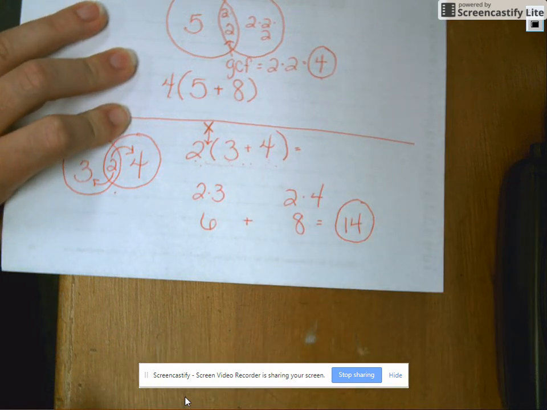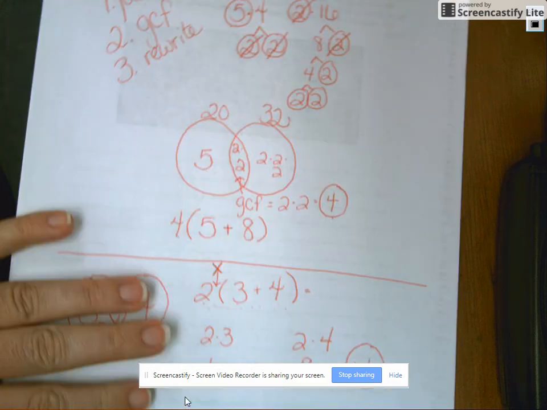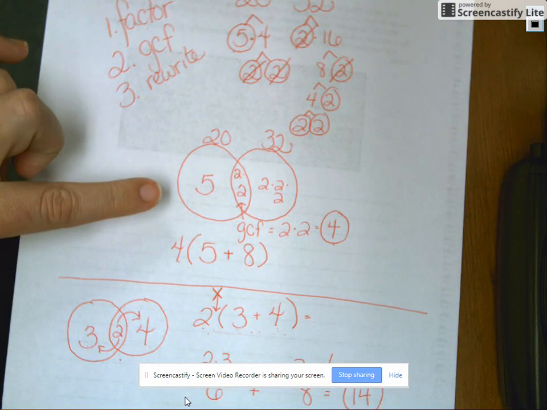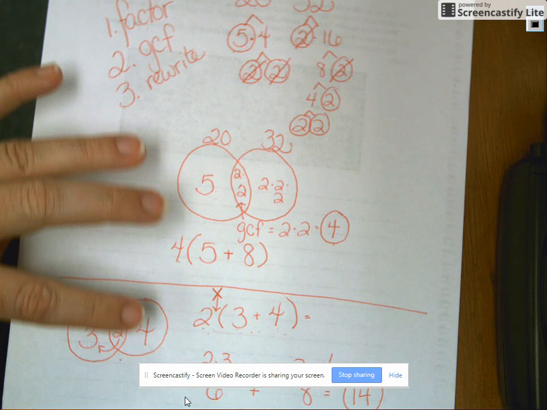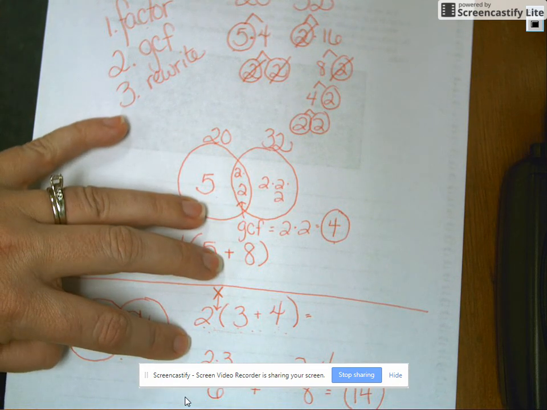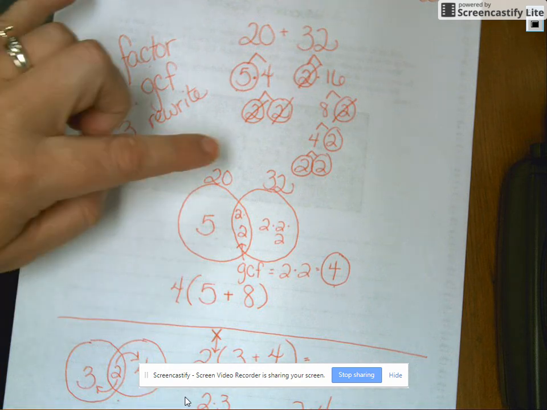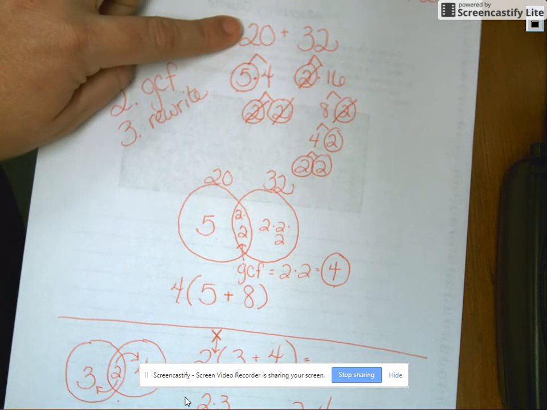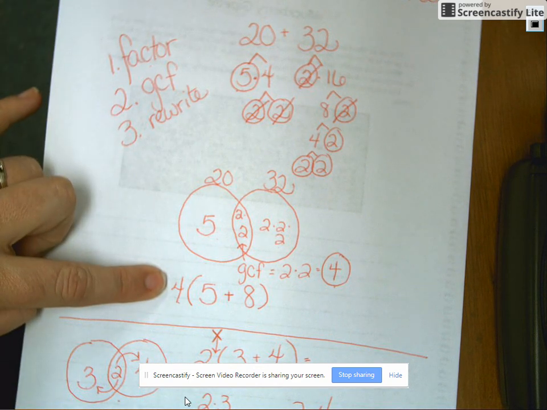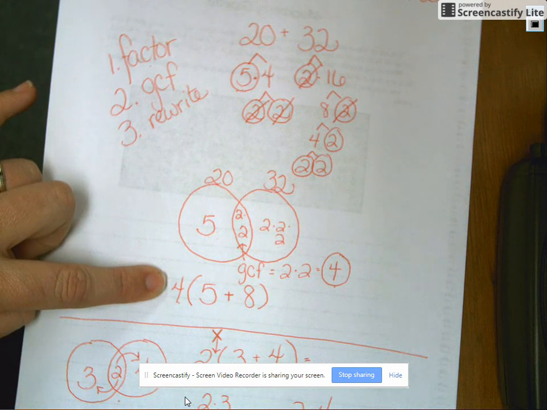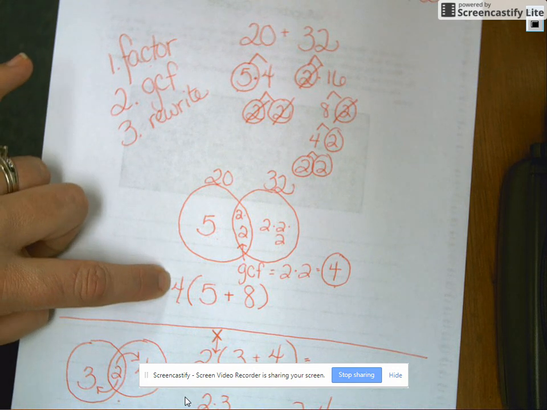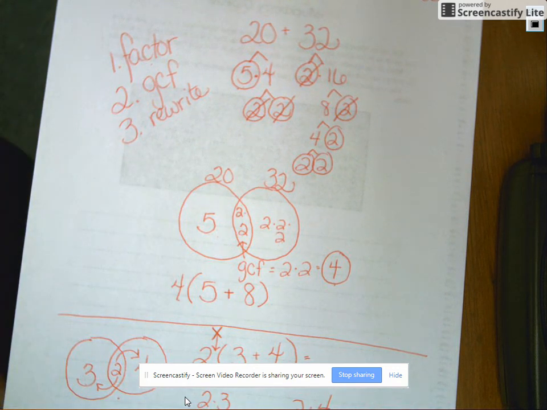So that's how to find the answer to a problem that's written in the distributive property and how to simplify a problem by putting it into the distributive property. If you missed class today, especially if you were in track, I hope you did well. But this is kind of just a recap on our lesson.